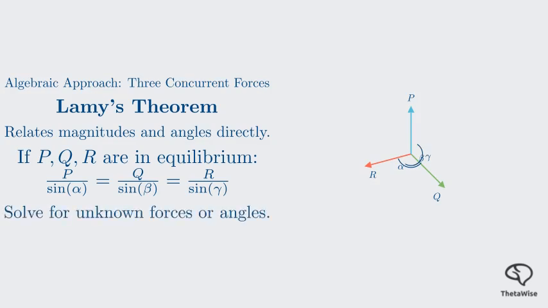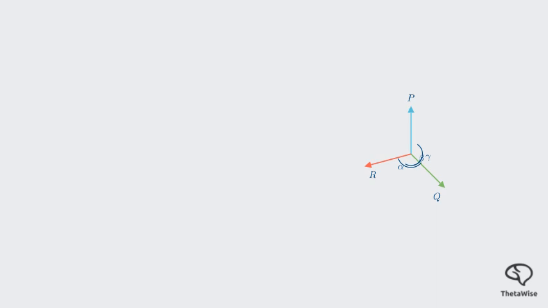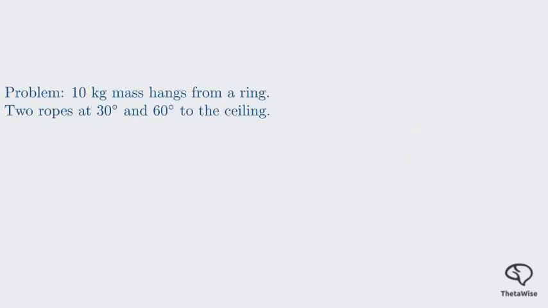This means if you have the magnitudes of two forces and all the angles, you can easily find the third force. Or, if you know all the angles and one force, you can find the other two. Let's take a common example. A weight hanging from two ropes. We have a downward force from the weight, let's call it W, and two tension forces in the ropes, T1 and T2, pulling upwards. To use Lami's theorem, we first need to define our angles.